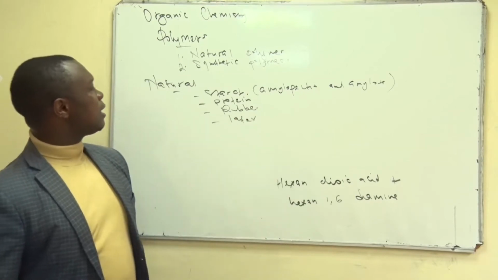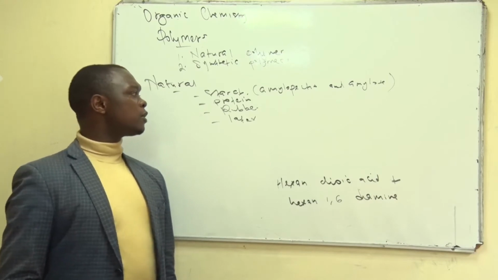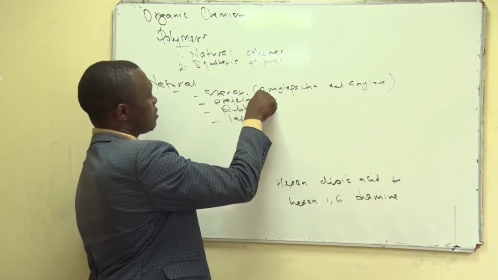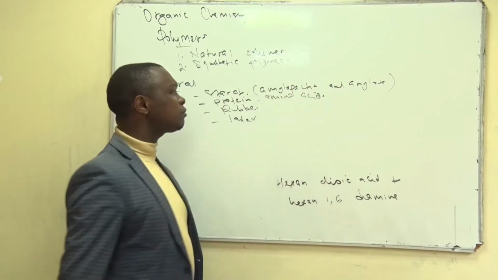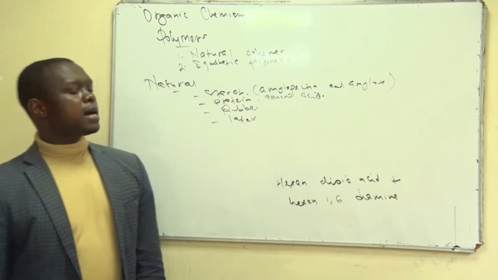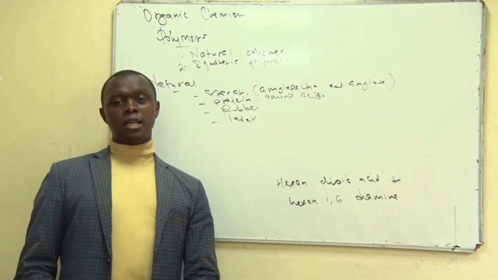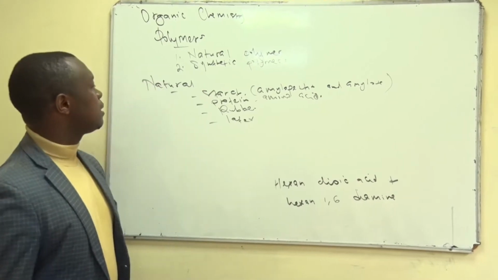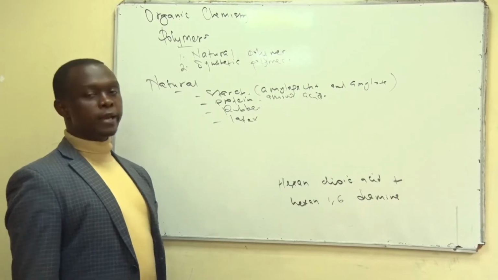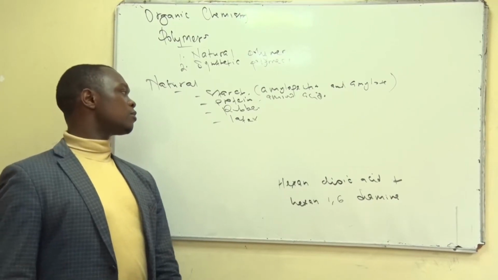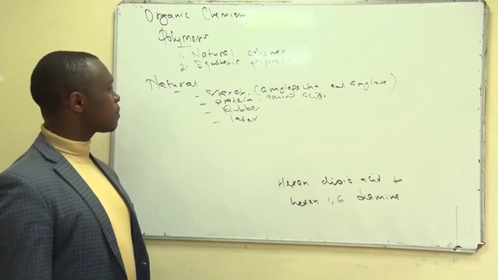Now proteins are also another group of natural polymers. Proteins are formed when amino acids are linked among themselves through a peptide bond, again another type of covalent bond. Rubbers are hydrocarbons which are formed when several molecules of hydrocarbons come together. The same thing applies to latex.